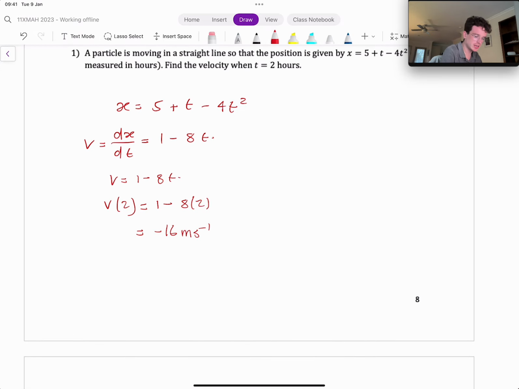But importantly, you just need to know that its velocity is minus 16 meters per second, or you could say its speed is 16 meters per second, but we weren't asked to find its speed, but that's just something extra.